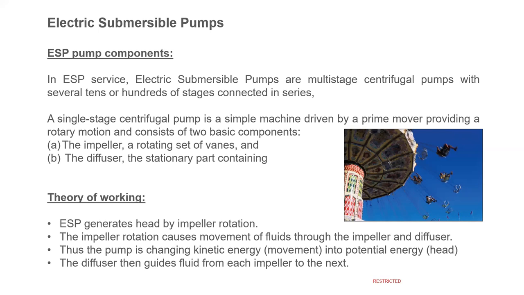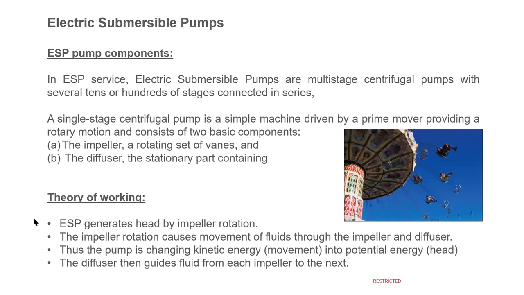So the ESP, what is an ESP? It is an electrical submersible pump. It is a multi-stage centrifugal pump with several tens or most commonly hundreds of stages that are connected in series. It consists of the impeller, which is the rotating part, and the diffuser, which is the stationary part.